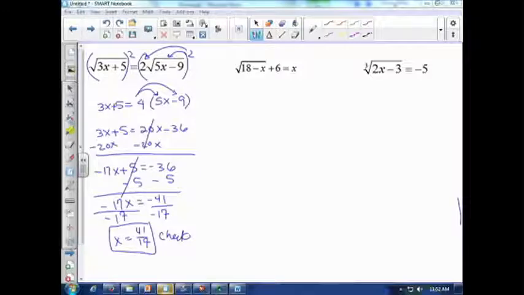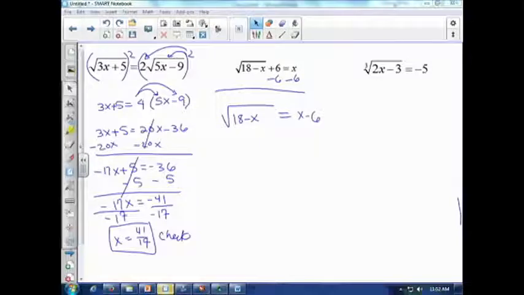Let's do this one. Here I have a square root and something else, which is a plus 6, on one side. So I need to isolate the radical. Remember from the steps that we've talked about, the first step is to isolate the radical. So I leave the square root of 18 minus x on one side, and so the other side becomes x minus 6. Now that I isolated the radical, I'm going to square both sides.